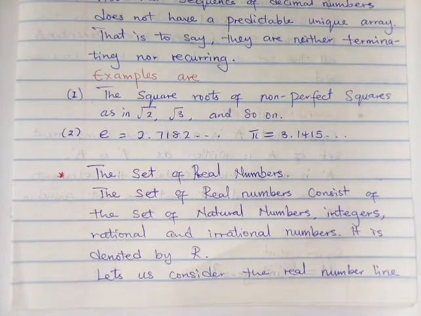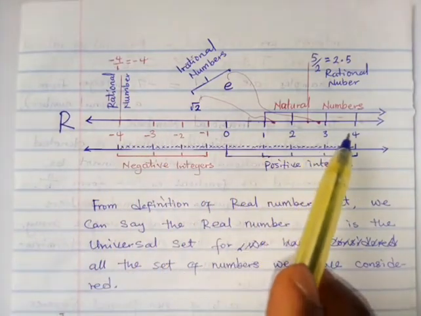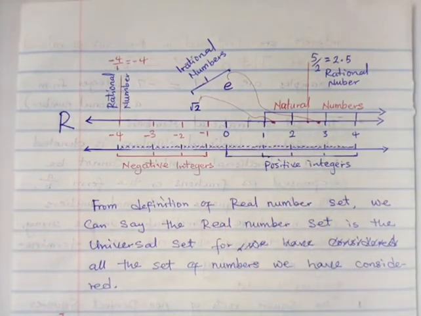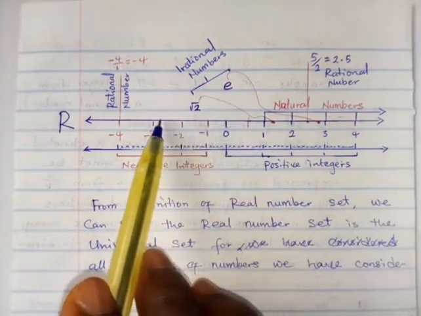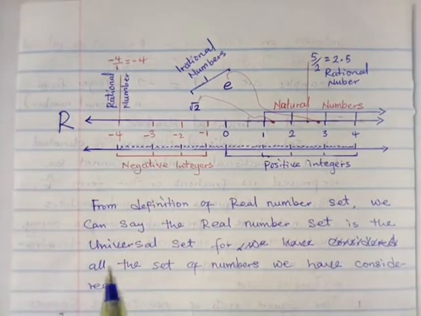Okay, so we'll proceed to the next one, the set of real numbers. The set of real numbers consists of the set of natural numbers, integers, rational and irrational numbers. It is denoted by R. Let us consider the real number line. This is the real number line. This is the real line starting from 0, 1, 2, 3 to the right. Then starting from 0 again, all these are negative, minus 1, minus 2, minus 3, down to minus infinity.